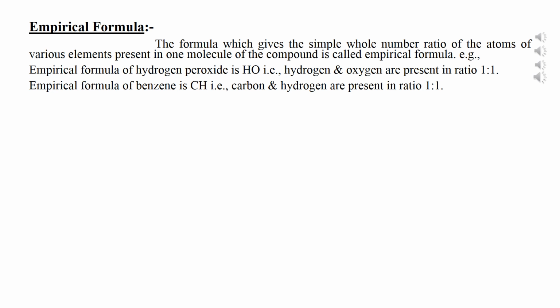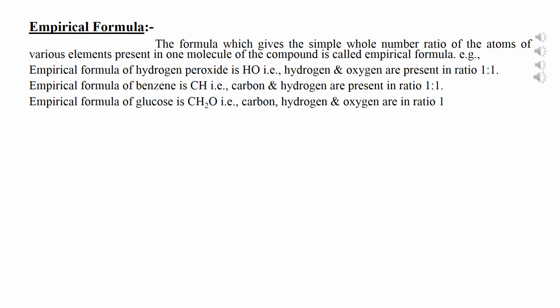Let's take another example: the empirical formula of glucose is CH2O, that is, carbon, hydrogen and oxygen are present in the ratio 1:2:1. This is because the actual molecular formula of glucose is C6H12O6. So the actual ratio of carbon, hydrogen and oxygen is 6:12:6 and the simple ratio is 1:2:1. So that is how the empirical formula of glucose comes out to be CH2O.